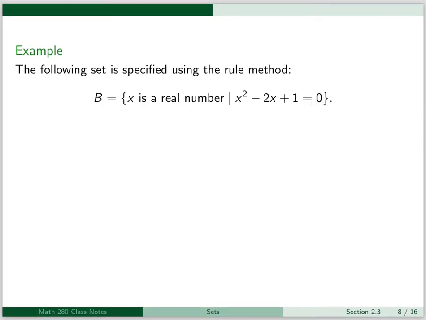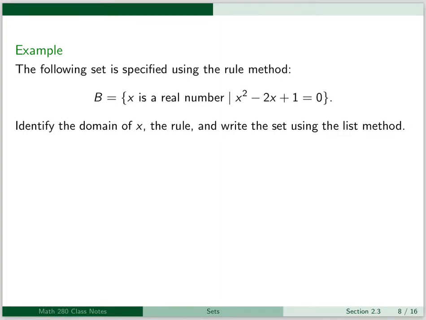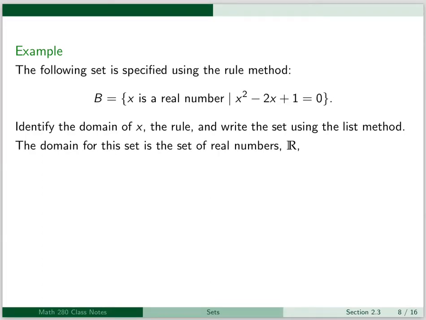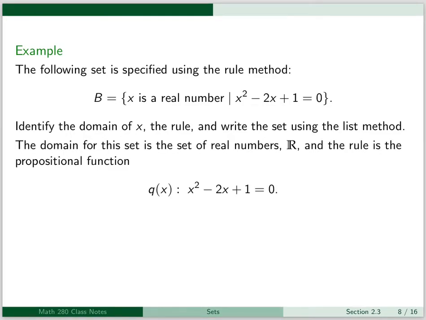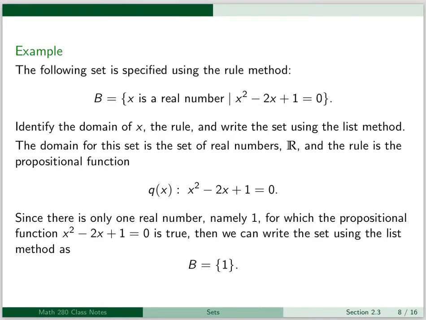Next we have the set B, the set of x, x is a real number, such that x² - 2x + 1 = 0. Again, we want to identify the domain of x, the rule, and write the set using the list method. For this set, the domain is the set of real numbers, R, and the rule is the propositional function x² - 2x + 1 = 0, which we can denote by Q(x). Since there is only one real number, namely 1, for which the propositional function x² - 2x + 1 = 0 is true, then we can write the set using the list method as B equals {1}, the set containing the single element 1.